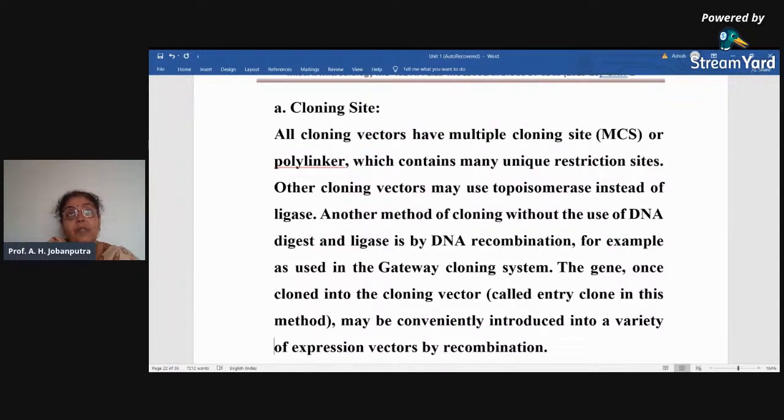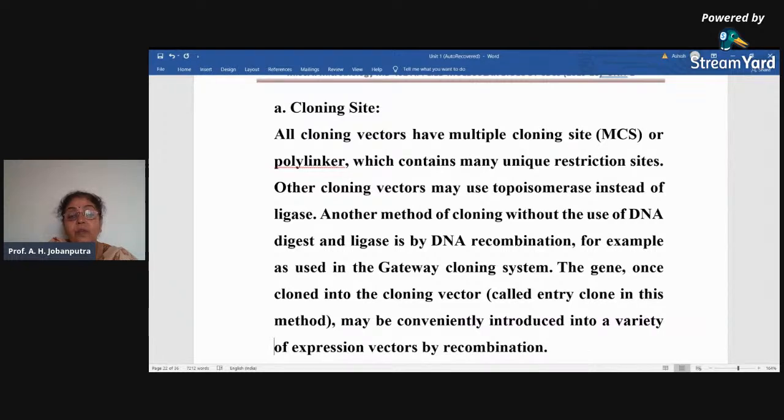Another method of cloning without the use of DNA digestion and ligase is by DNA recombination. The natural methods of transformation or transduction or conjugation can also be used. With that too you can create new combinations of DNA. There is no need to cut DNA there. So that is known as the gateway cloning system, the natural cloning system.